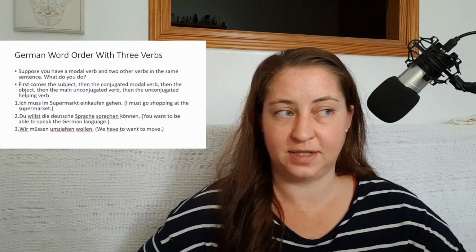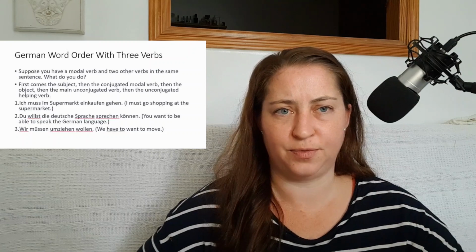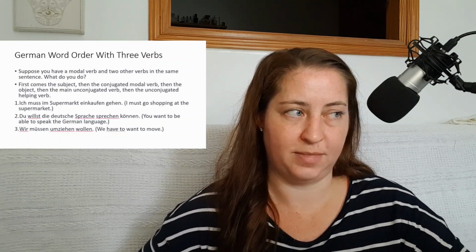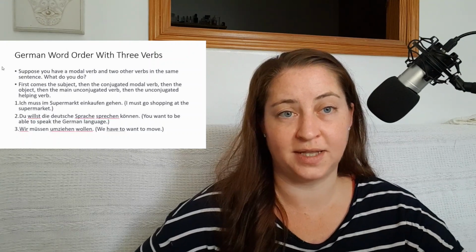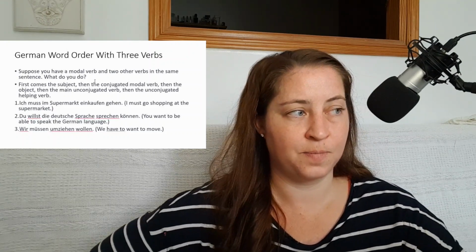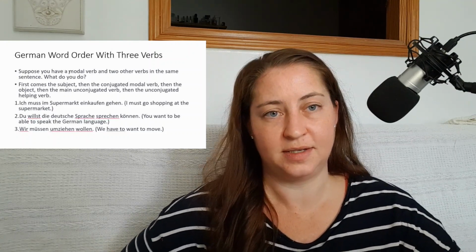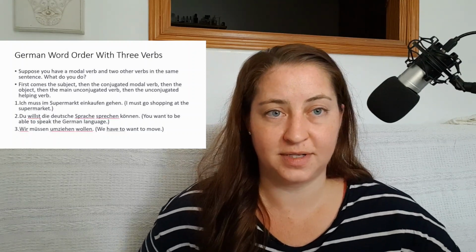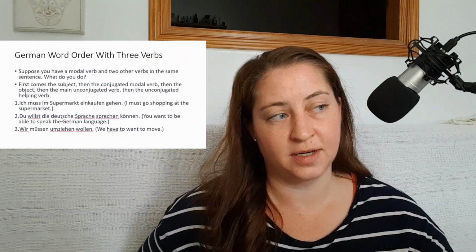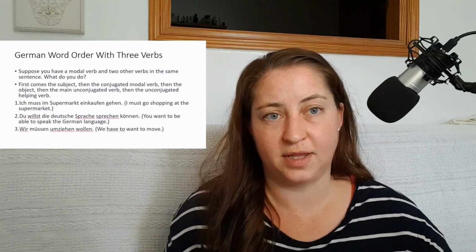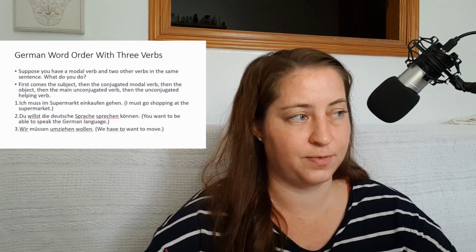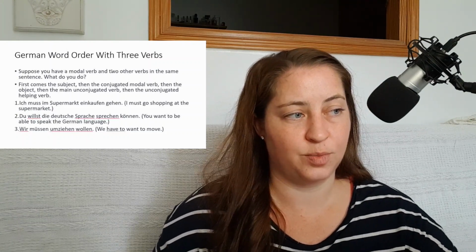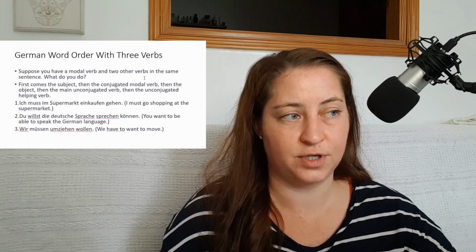Now it gets even a little trickier. What if we have 3 verbs? What if you have, for example, a modal verb or 2 modal verbs and then another verb? And they're all in the same sentence. Which one goes where? Well, first, as usual, we're going to start with the subject. Then we're going to put the conjugated modal verb as before. Then our direct object or prepositional phrase, whatever, shall go in the middle.